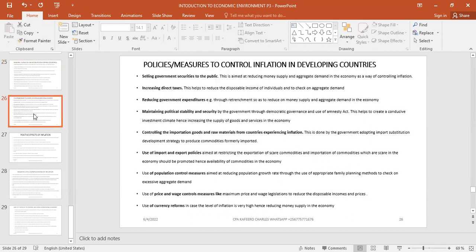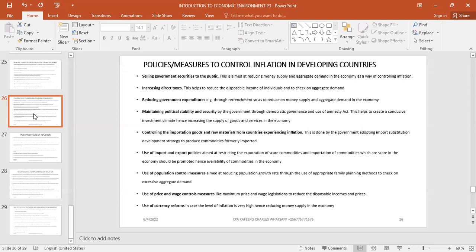Allow me to leave those ones. You are seeing here some of the control measures, how we can control inflation. We said selling government securities to the public. That is the use of restrictive monetary policies, whereby you sell treasury bills and bonds to the public. As you sell those securities to the public, you are removing money from circulation. Increase in direct taxes: that is the use of restrictive fiscal policy, whereby you are reducing the disposable income of the people.